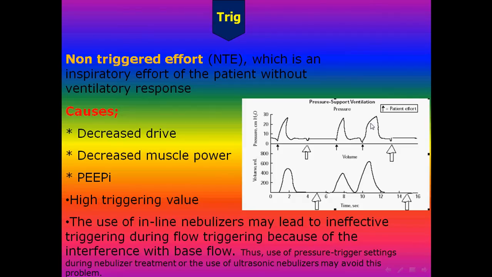Most important, in patients with COPD, triggering usually is difficult due to decrease in the drive, decrease in the muscle power, in the presence of intrinsic PEEP. A high triggering value may be a mistake, and the use of an inline nebulizer may lead to ineffective triggering during flow triggering because of the interference with basal flow.